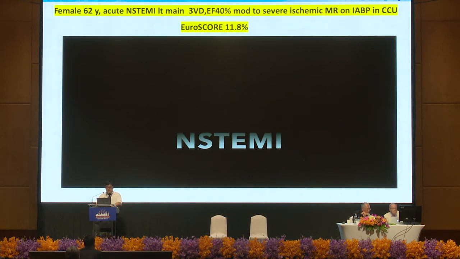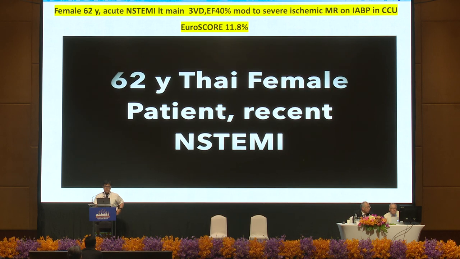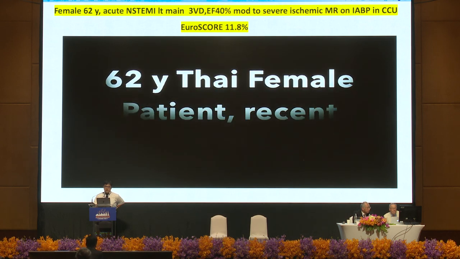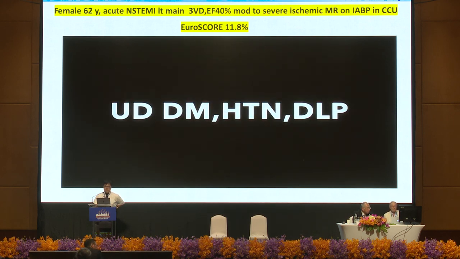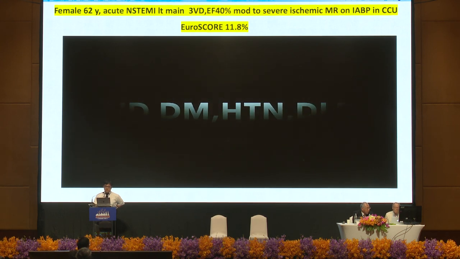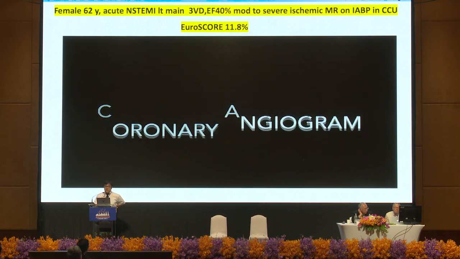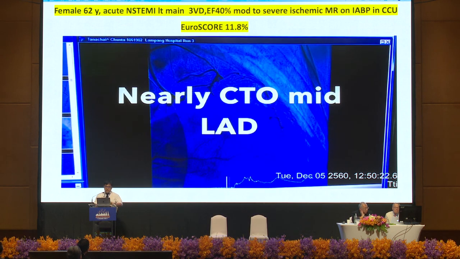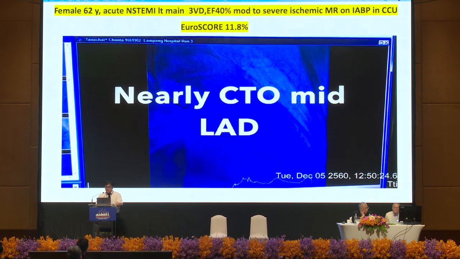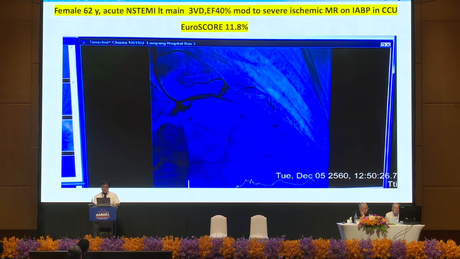I would like to show a bit about a case that I did 2 years ago. This is a female, 62 years old. The patient was admitted in the CCU with acute non-STEMI left main, EF around 40, and moderate to severe ischemic mitral valve regurgitation. Later, after I got consulted, they put in the balloon pump to support her because of the MR.